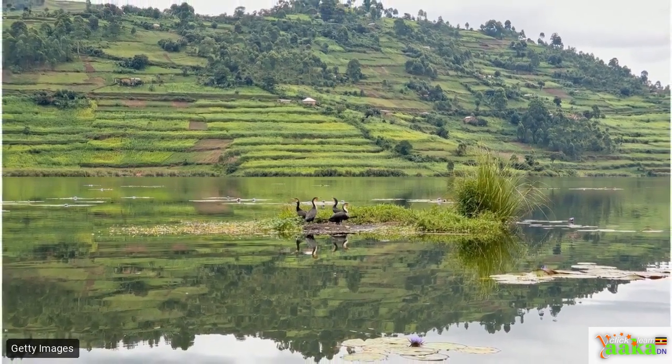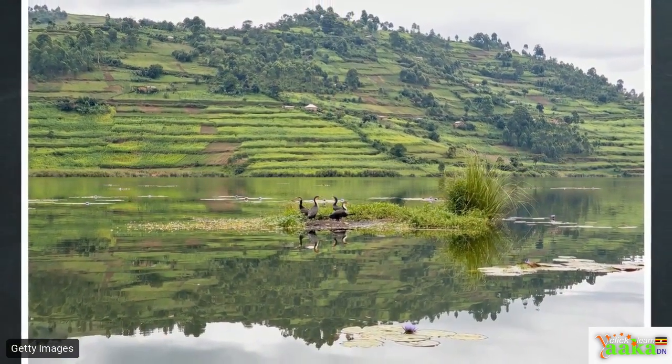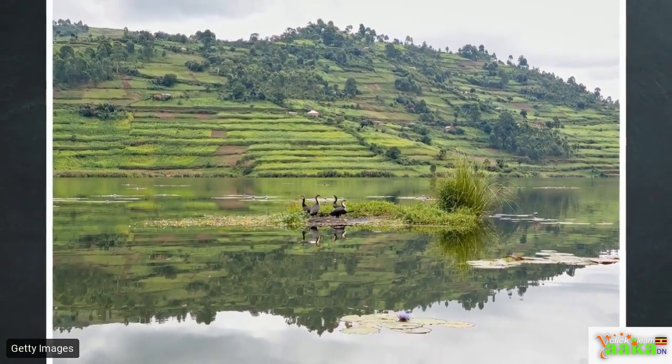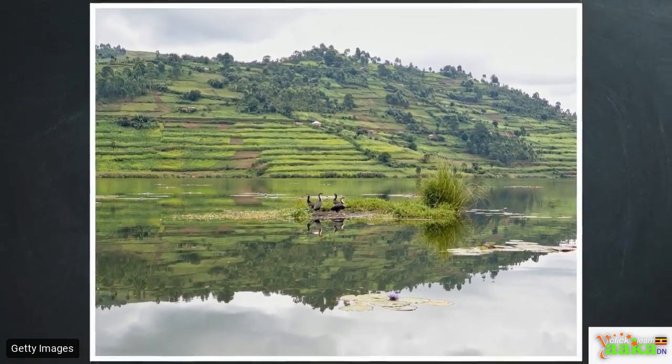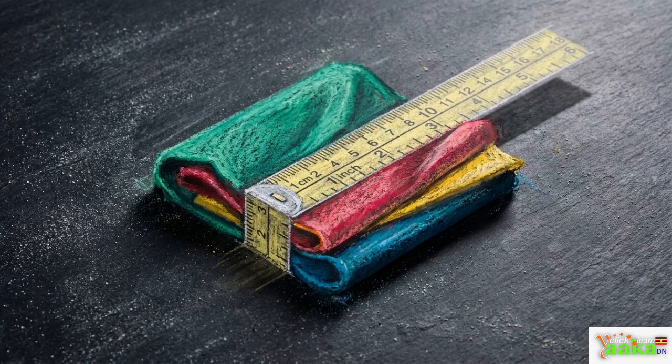Look at the calm waters of Lake Bunyoni. The surface acts as a perfect mathematical mirror, creating an exact upside-down copy of the hills above. We rely on this exact mathematical balance in human trades, too.